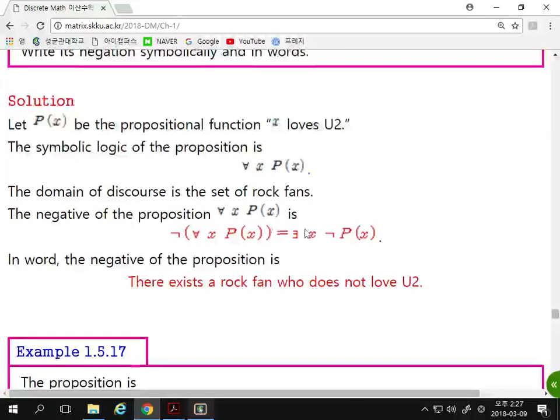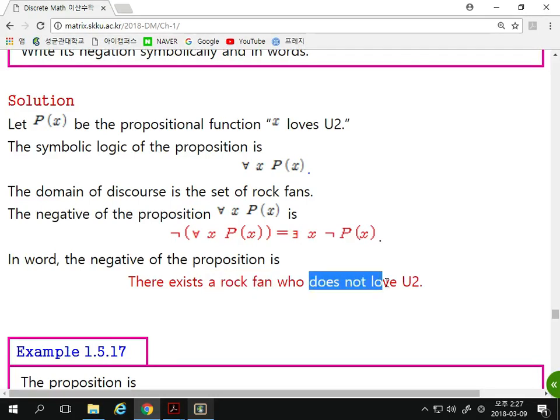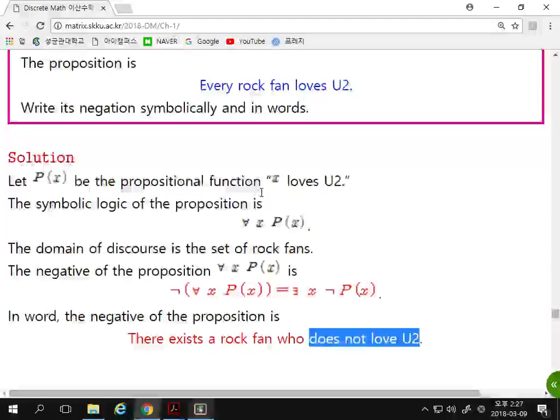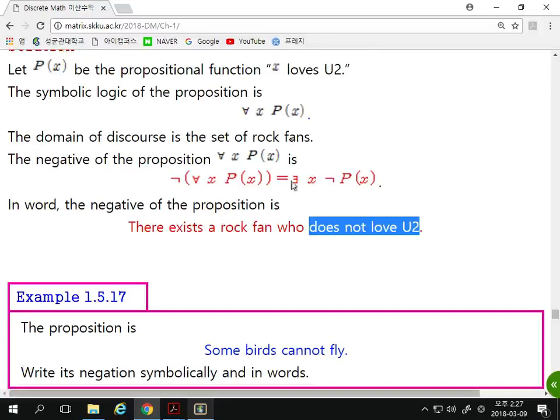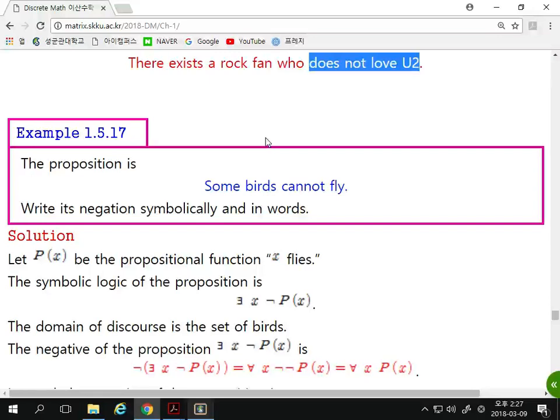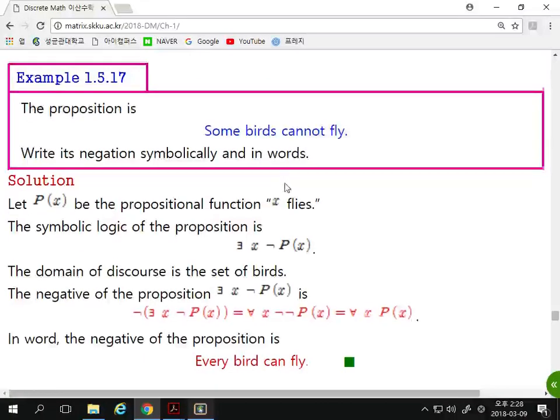Okay. Then what is the negation of this proposition? Just change "for all" to "exists" and P of x to negation of P of x. That's it. Which means there exists a rock fan who does not love U2. Isn't it? So you can use these notations and De Morgan's law for logic when you find the negations in symbolic forms.